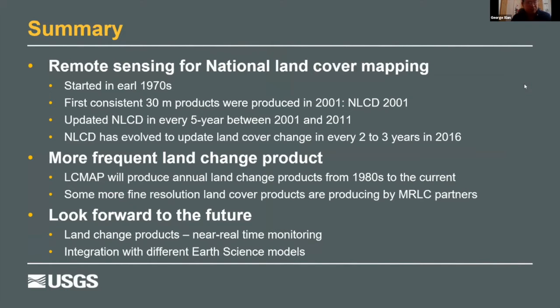I think I'm already over the time, so I'm going to quickly draw my conclusion. So remote sensing for national land cover mapping has already done a lot of work to generate 30-meter resolution products. And we're going to produce more frequent land cover change products to monitor land cover, including the urban area. And for the future, we're going to look at land cover change products that provide near real-time monitoring, including the urban. And also we try to integrate with different earth science models to do the entire change assessment. I think that's all my presentation.